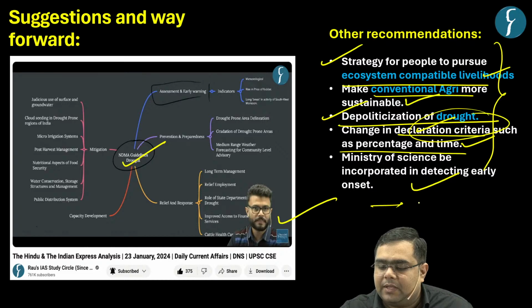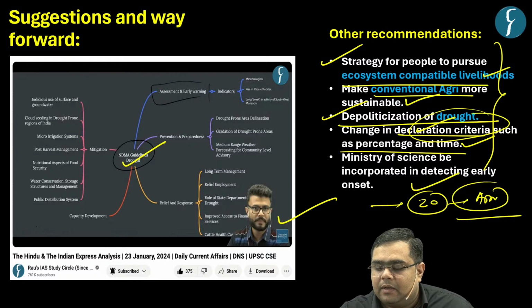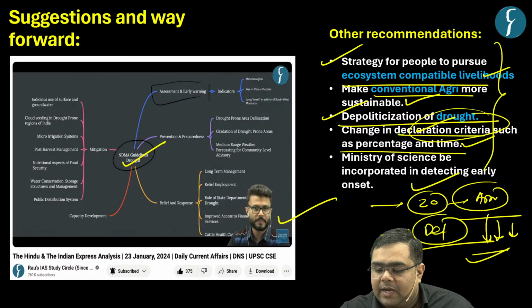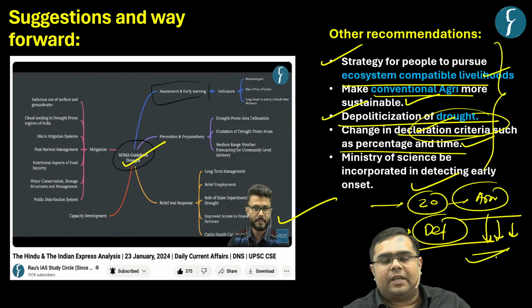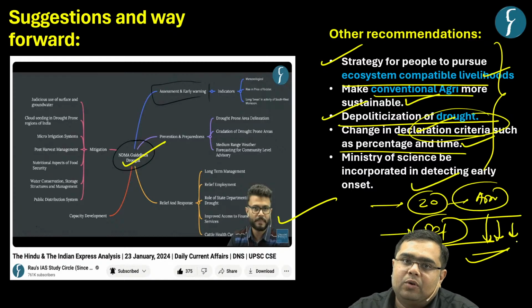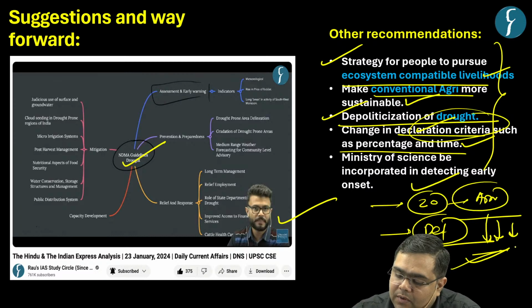For example, there is a delay of, let us say, 20 days in the arrival of monsoon. It could be this criteria, right? For instance, it could be a criteria of deficit, that rainfall is deficit by these particular numbers, right? So these kinds of criteria need to be changed, and again they need to be made state specific for the declaration of drought.